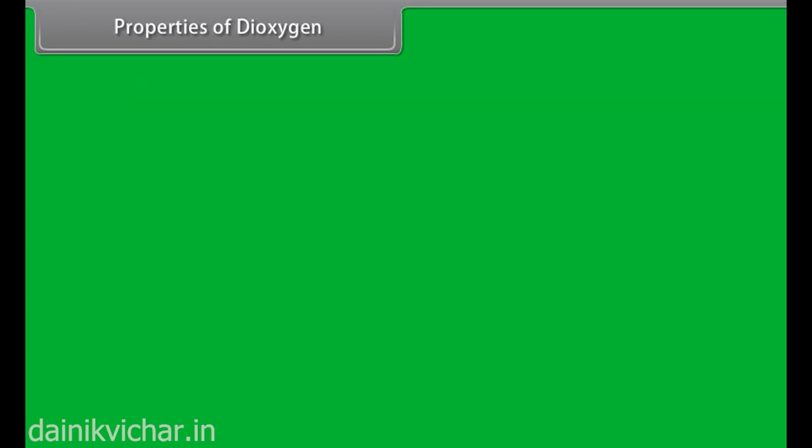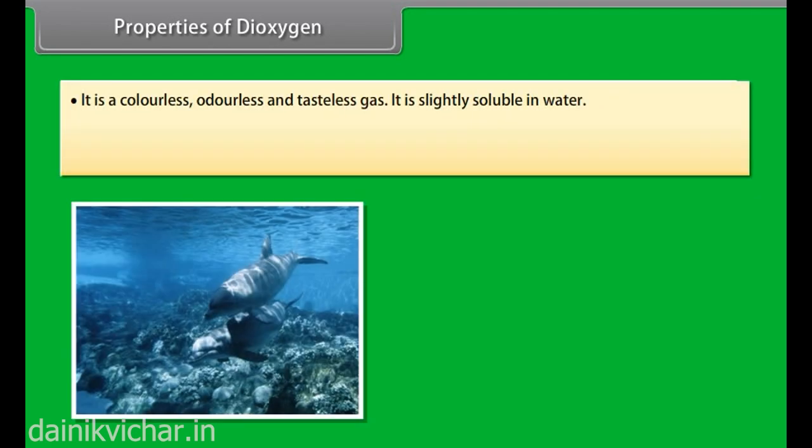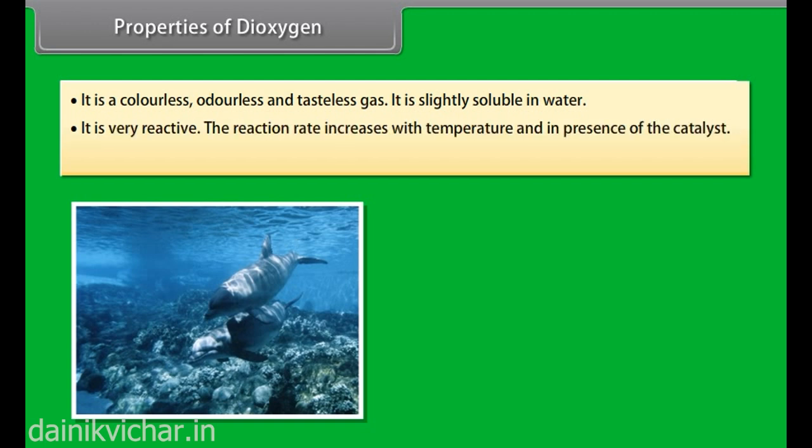Properties of dioxygen. It is a colorless, odorless and tasteless gas. It is slightly soluble in water, which gives vital support to marine and aquatic life. It is very reactive. The reaction rate increases with temperature and in presence of the catalyst.